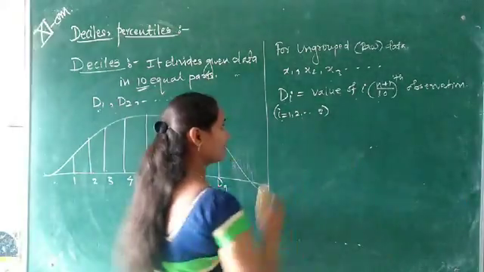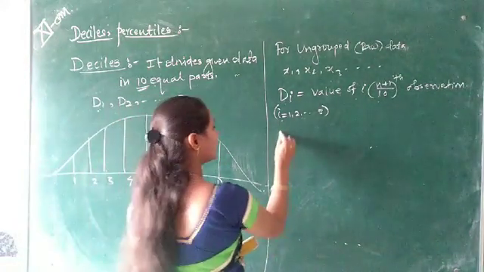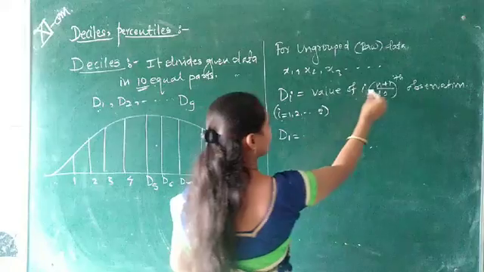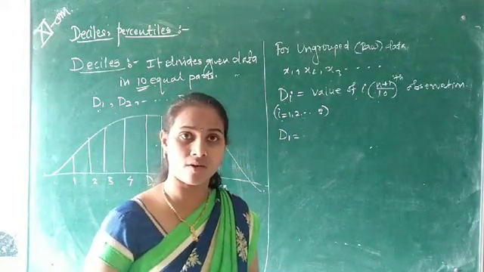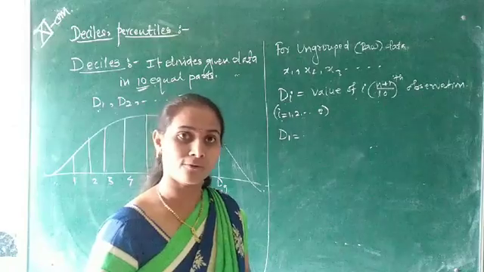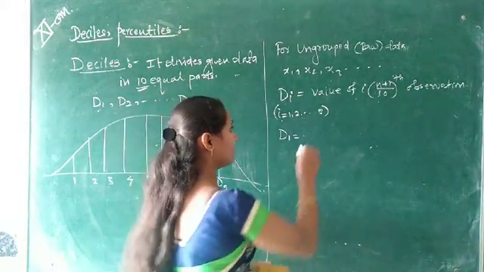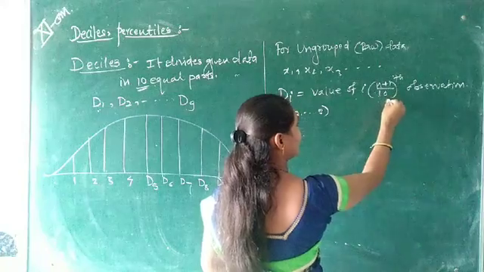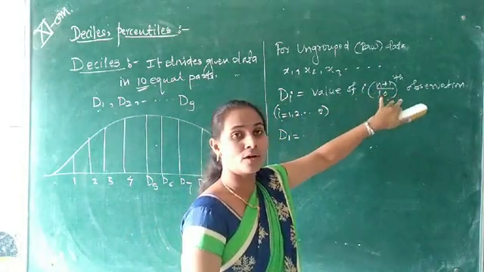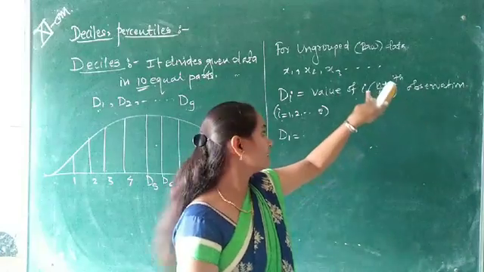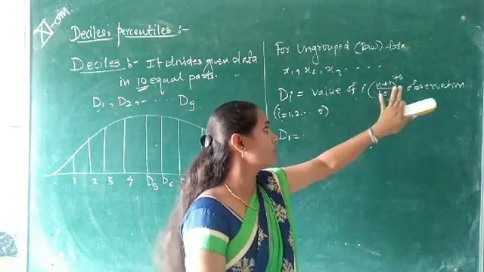So value of Di. First, if you have to find D1, then D1 is equal to the value of 1 into (n plus 1) upon 10. Remember that if we find the quartiles, then divide by 4. If we find deciles, then divide by 10. If we find D2, then 2 into (n plus 1) upon 10. If we find D9, then take here 9 into (n plus 1) upon 10th observation.